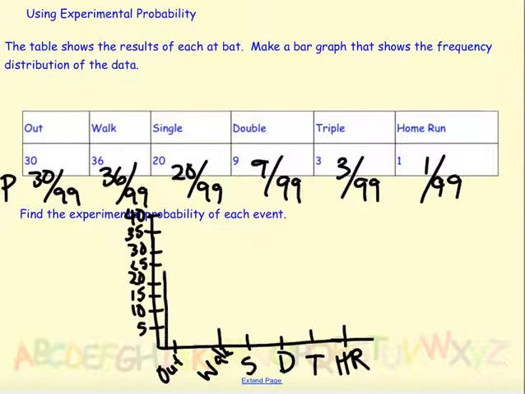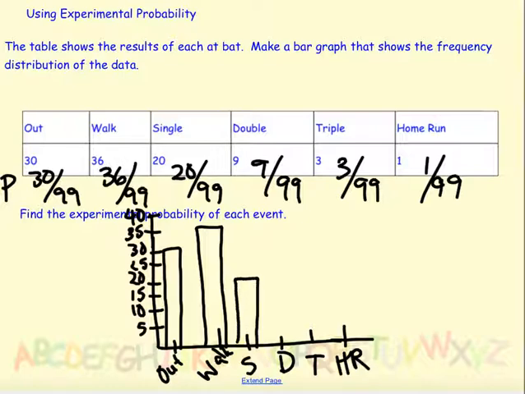So I'm going to take my bar all the way up to 30. The walks, I need to go all the way up to 36. The singles, there were 20 of those. The doubles, we only had 9. The triples, there were only 3. And the home runs, we only had 1 out of 99. Okay, so we can see the frequency distribution to show how it changes from outs to home runs.